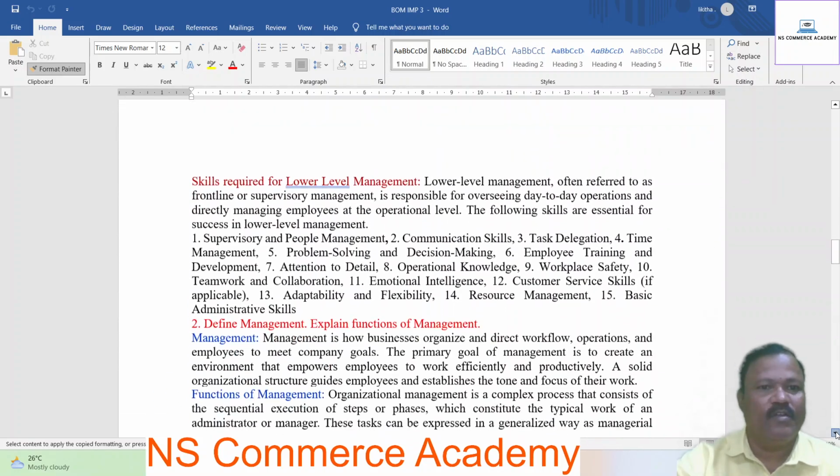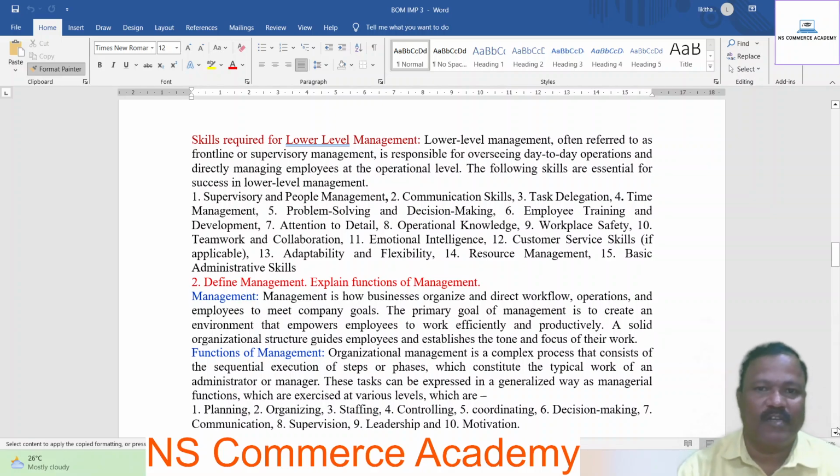Next, the skills required for lower level management. Lower level management, often referred to as first-line or supervisory management, is responsible for overseeing day-to-day operations and directly managing employees at the operational level.